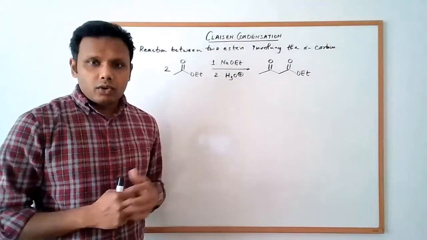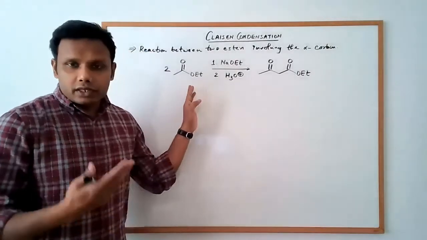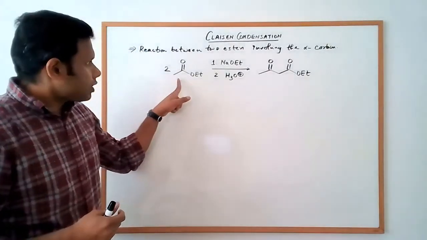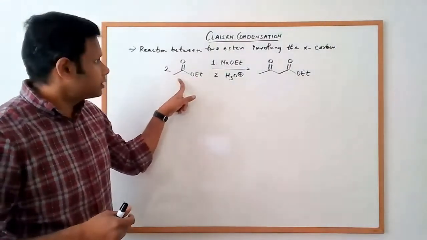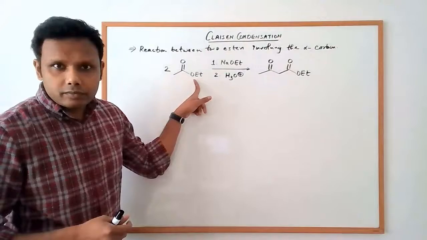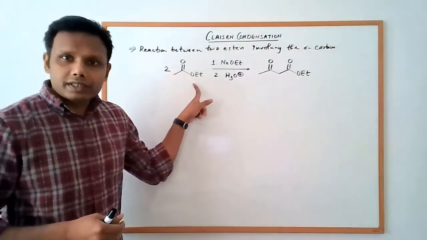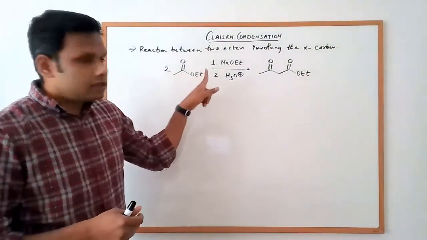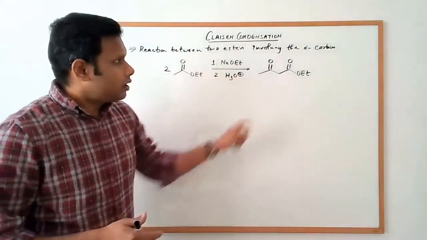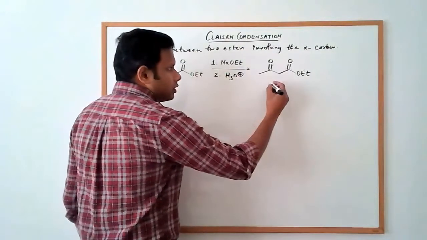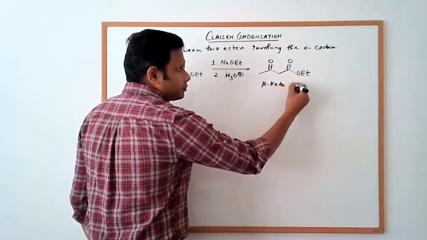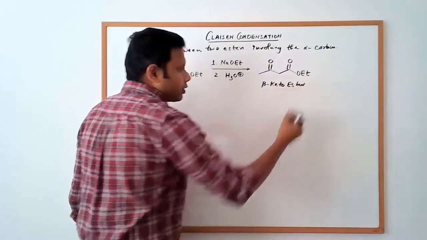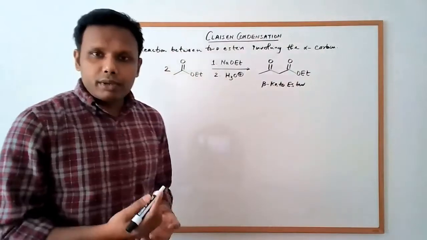Okay, so we are looking at the first reaction, an example here, where I have ethyl acetate. So this is an ester. So 2 molecules of this ester can condense to give what's called a beta-keto ester. Okay, this product is called a beta-keto ester.